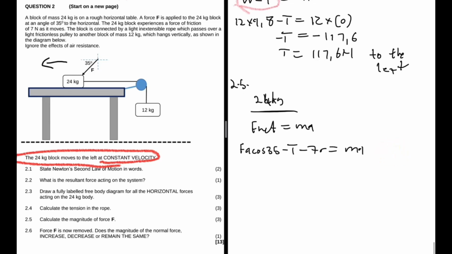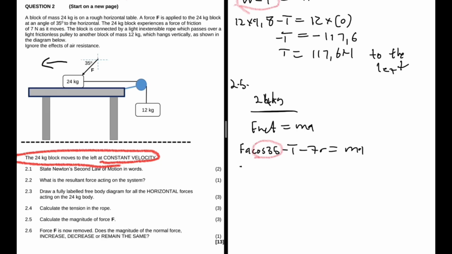Now let's talk about this cos 35. The force applied is at an angle of 35 degrees to the horizontal. We want to resolve it along the x-axis. On a flat surface we use cos, and on an incline we use sine. Clearly we're on a flat surface here, so that's why we're saying FA cos 35.